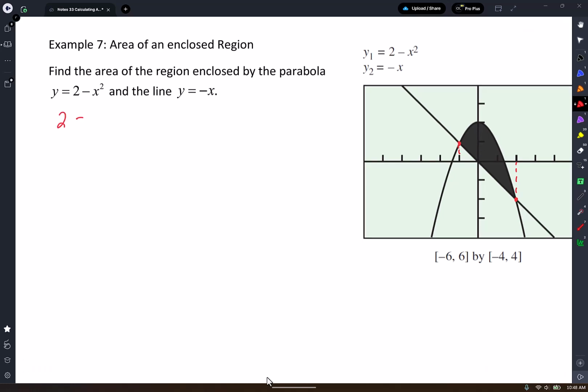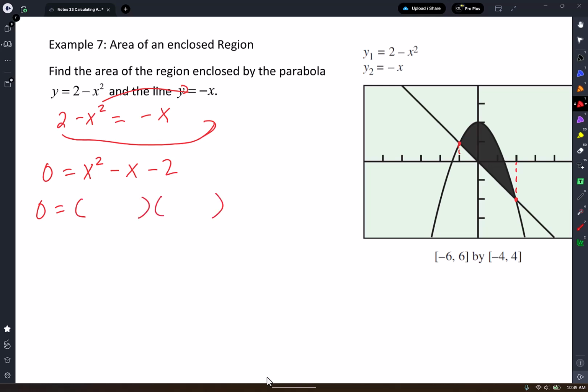I'm going to go 2 minus x squared equals negative x. Now what, Chav? I'm going to move the negative x squared and the 2 to the right. So I have 0 equals x squared minus x minus 2. Now I'm going to factor: 0 equals two numbers that when I multiply give me negative 2, but add up to negative 1. And where do I put the negative one? On the 2, the bigger one.